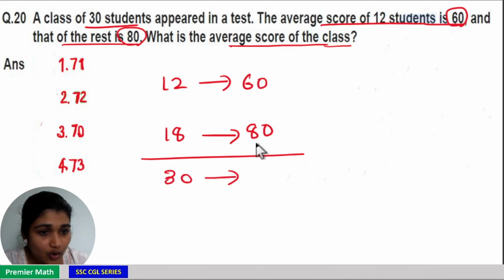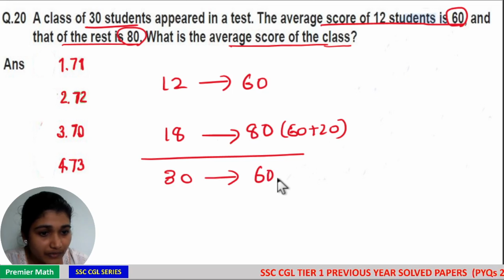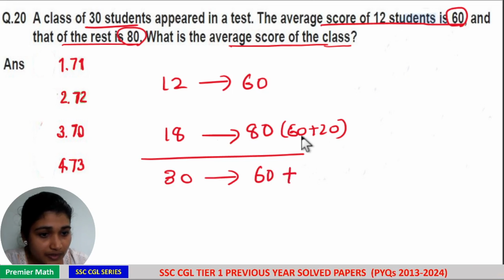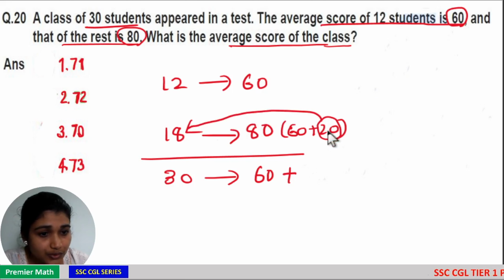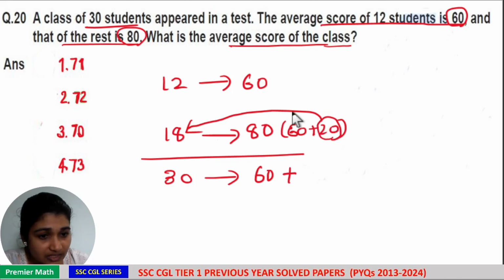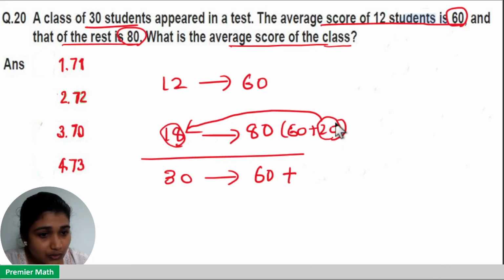Now take the common average. Here 60 plus 20 is equal to 80. So the minimum average here is 60, and the extra average is 20. This extra average of 20 causes a total increment in the sum of 20 into 18, which is 360. That is, this 20 increment in average is for these 18 people. So 20 into 18 is equal to 360. 360 is the extra increment.